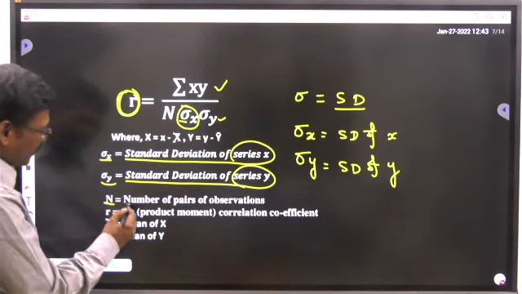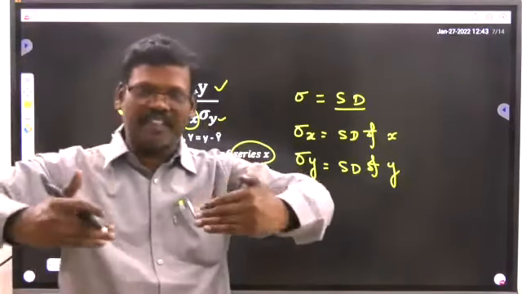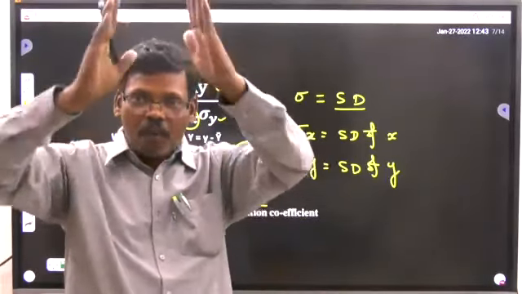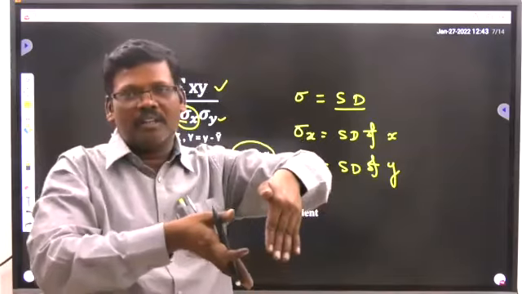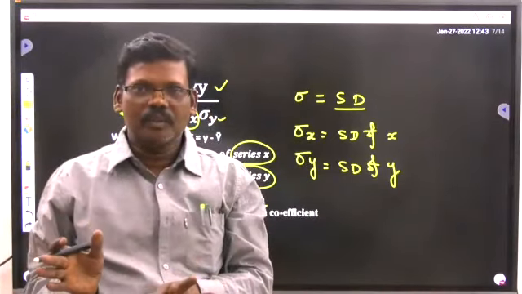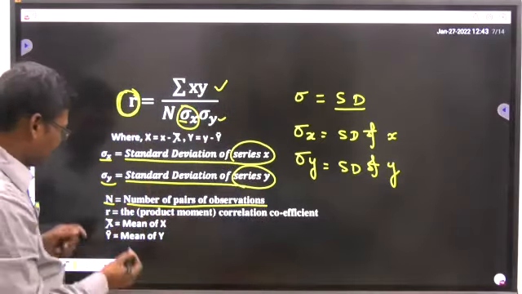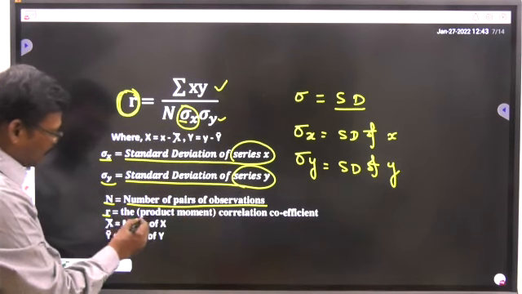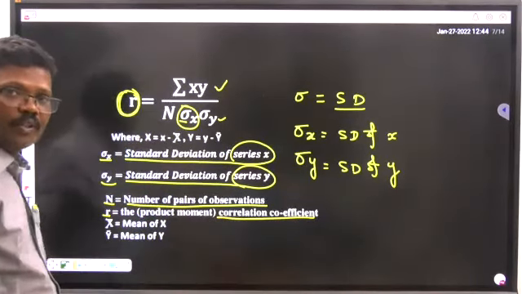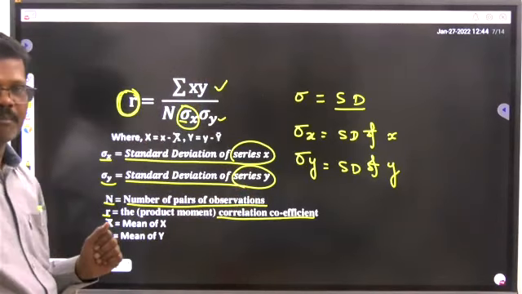Okay, so n is nothing but the number of pairs of observations, that is, the number of observations. How many x variables are there, or how many y variables are there? That is very good. That is the number of pairs of observations, and r is nothing but the correlation coefficient through the product method, which was developed by Karl Pearson.